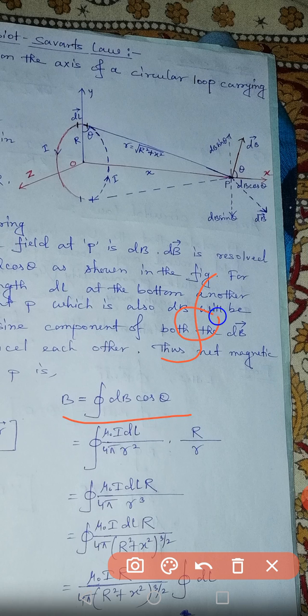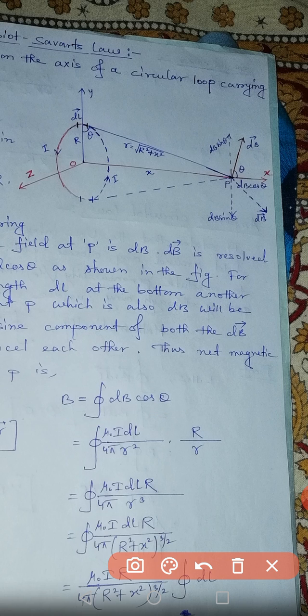Integration, closed integration, closed means we are taking the closed circular path, I mean the closed circle. So closed integration of what? dB cos theta. B is the total magnetic field. Then we will calculate the rest of the part.